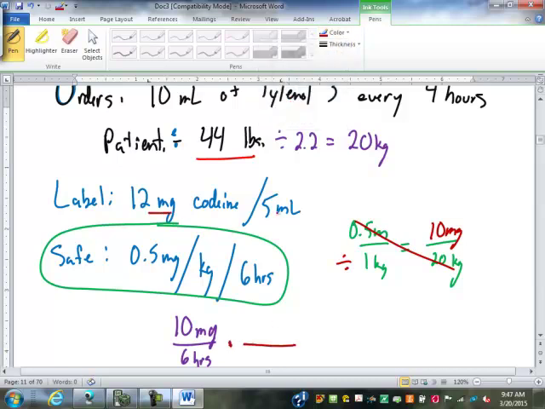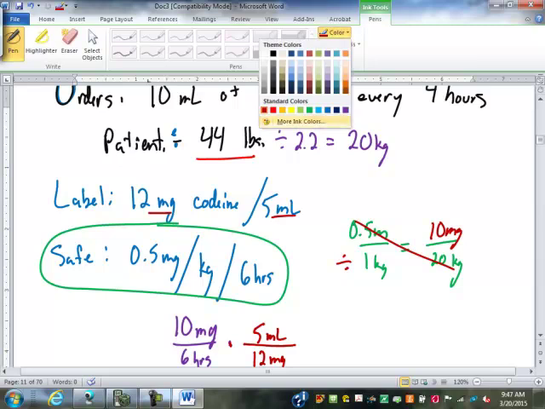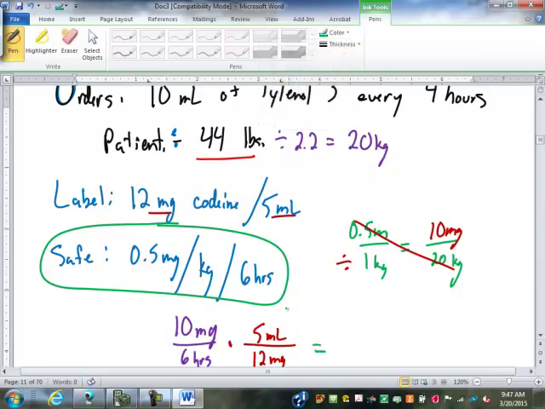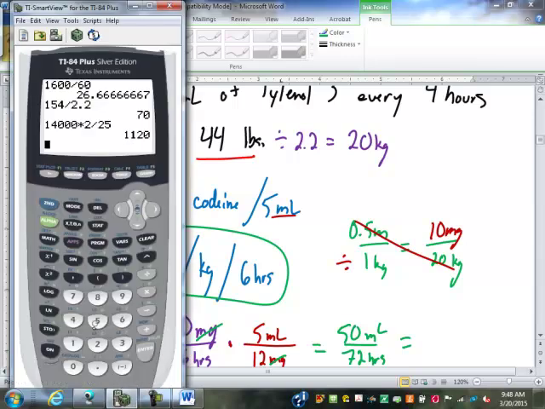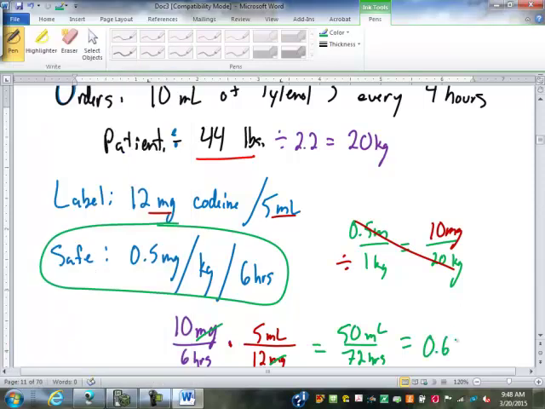We're going to convert that from milligrams into milliliters. 12 milligrams goes on the bottom over 5 milliliters. The milligrams cancel. 10 times 5 is 50 milliliters, and 6 times 12 is 72 hours. Dividing 50 by 72 gives 0.69, so 0.69 milliliters per hour.